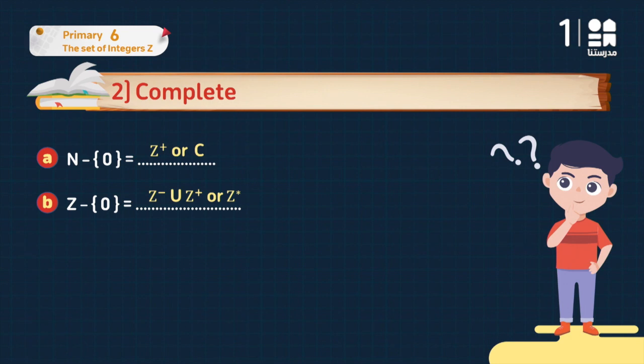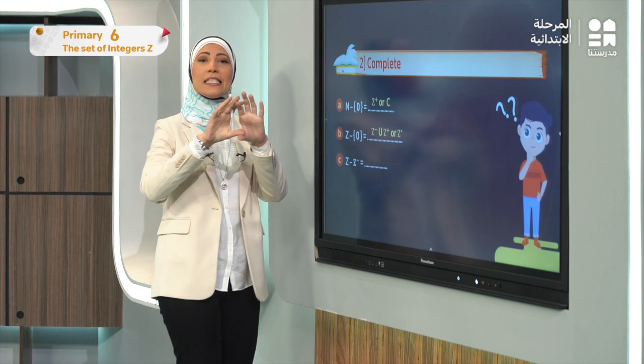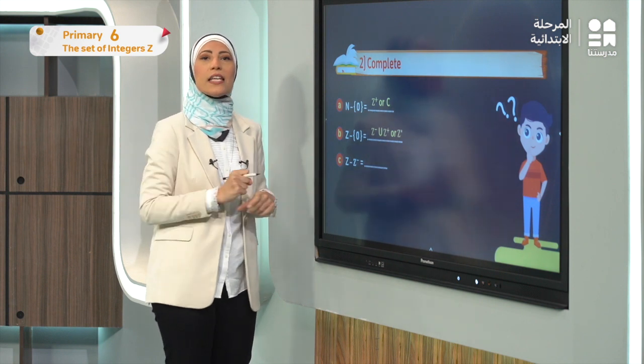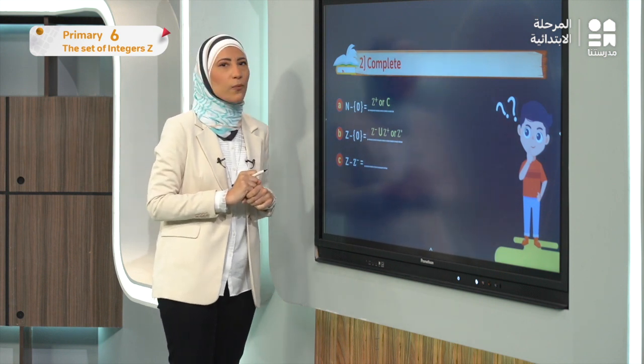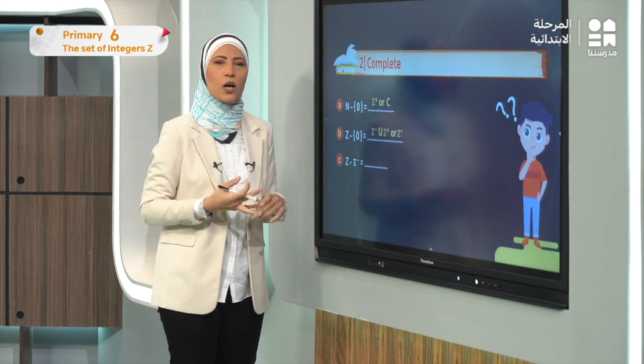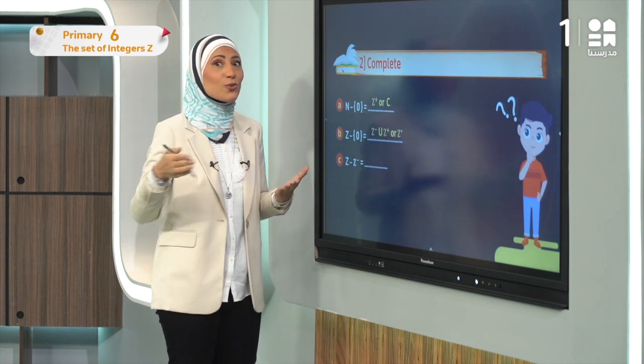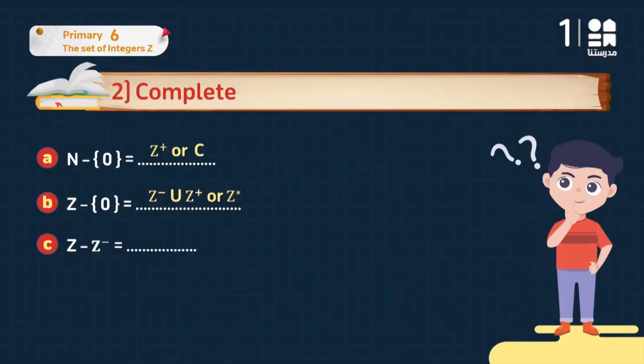I can write it as it is, or I can say it by z star. Number C, I have z different z negative. If I have z and I took the z negative from it, what will I have? I will have 0, 1, 2 and positive integers. What does it mean? It means the natural numbers, or I can say 0 union z positive. So I can say it's the natural numbers.